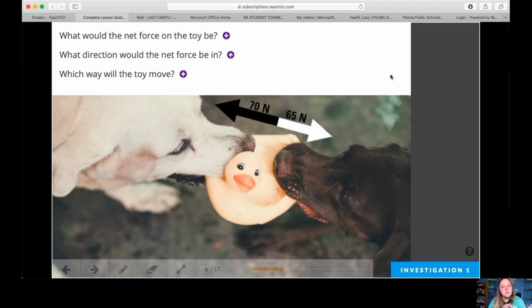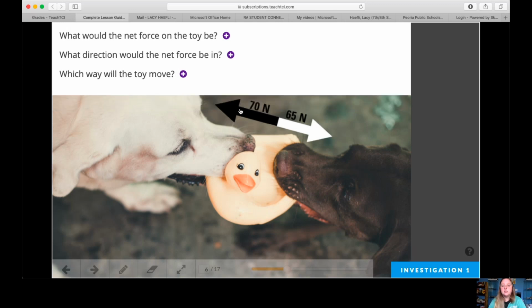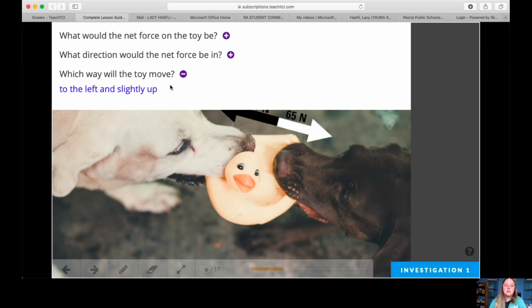But in this case, what would the direction be? Well, the direction would be in the way of whichever dog has the strongest force, right? So that would be to the left and slightly up, because if you notice, it looks like it's going upwards towards the top of my screen versus the bottom of my screen. Okay, which way would the toy move? Again, in the direction of the force that is stronger. So to the left and slightly up.